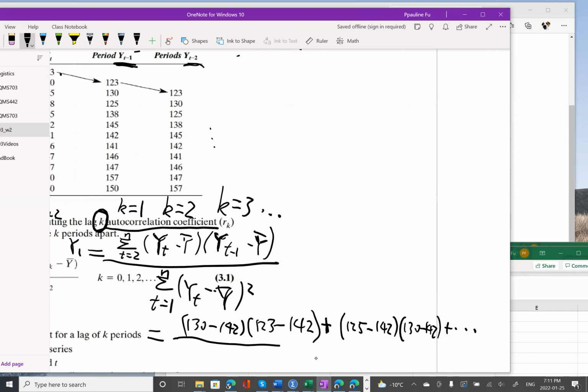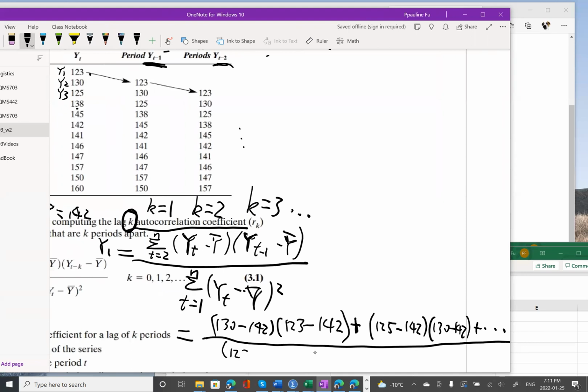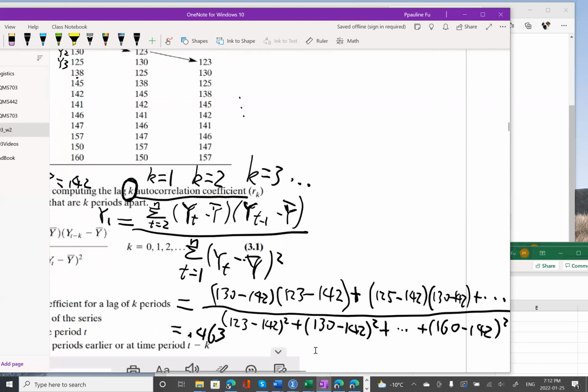So that is the top. On the bottom, it is Yt minus Y bar squared, added together. So on the bottom you have 123 minus 142 squared, plus the next Y, Y2, 130 minus 142 squared, plus, keep on going, until the last one, 160 minus 142 squared. And the final result, you get 0.463. That is R1, not this one. R1 is, no, it is 0.572.